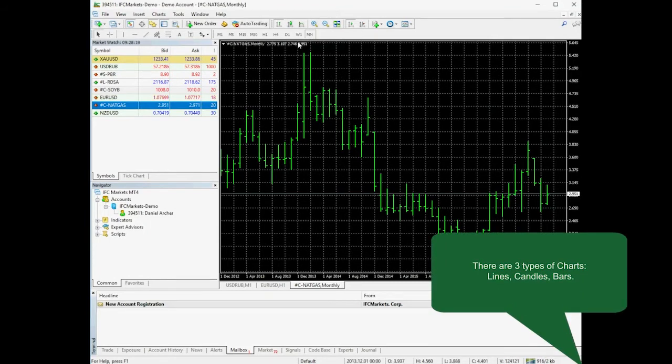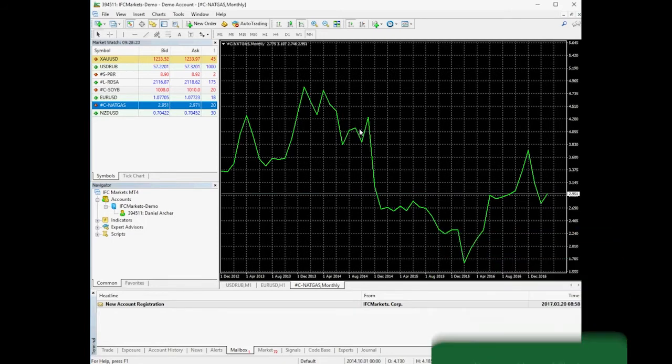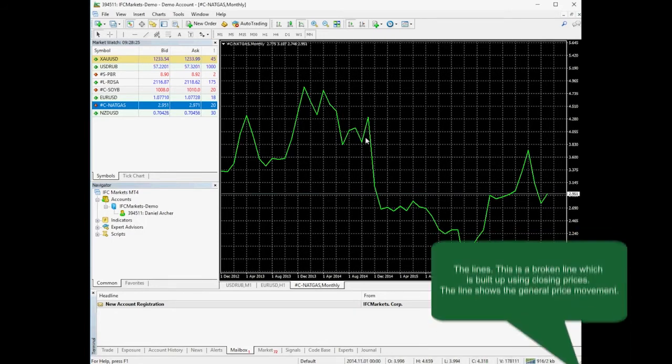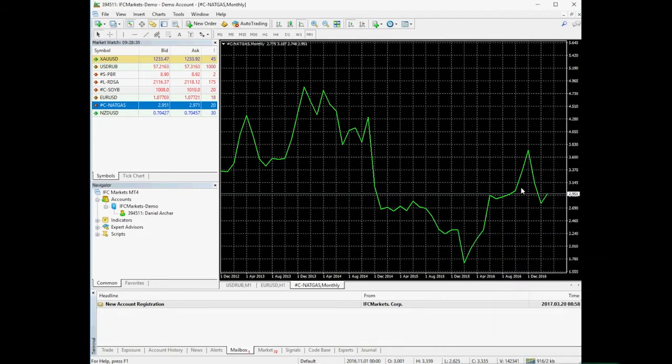Each chart has three types: line, candlesticks, and bars. Line chart. A simple line chart draws a line from one closing price to the next closing price. When strung together with a line, we can see the general price movement of a currency pair over a period of time.